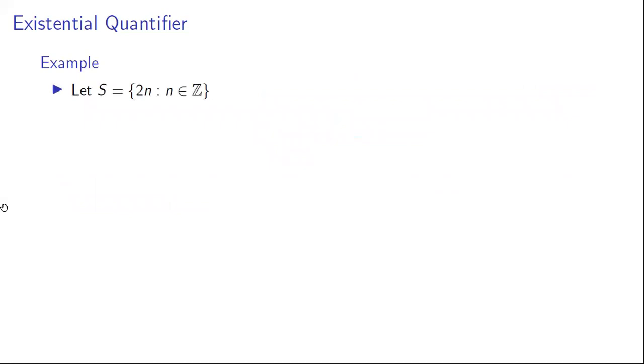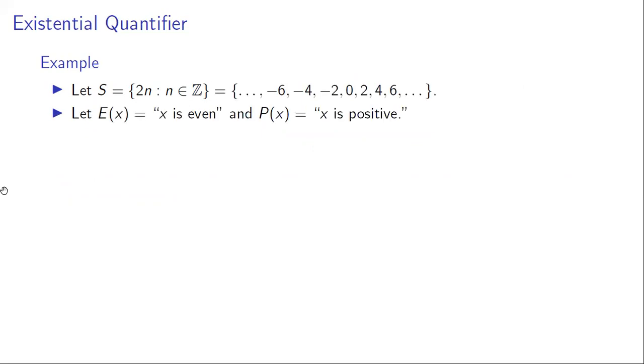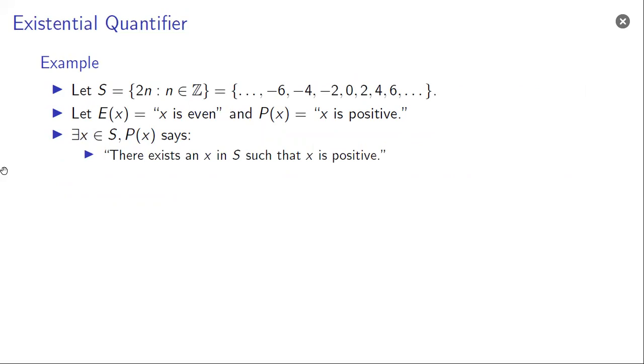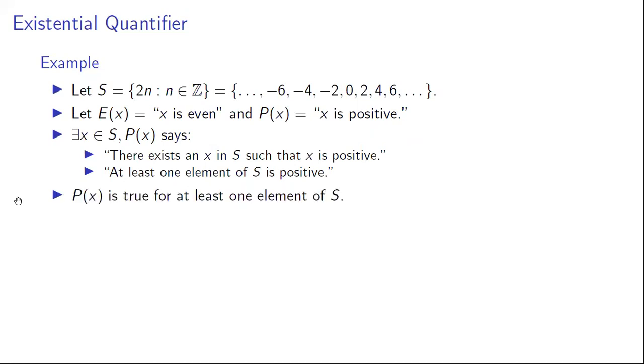Here's an example. Let S be the same set as before, the set of all even numbers. Let E of X stand for X is even, and P of X stand for X is positive. What does this say? This says there exists an X in S such that P of X. In other words, there exists an X in S such that X is positive. Or in other words, at least one element of S is positive. Is this true? Yes. Not all the elements of S are positive. However, at least one of them is. P of X is true for at least one element of S. So the statement, there exists an X in S such that P of X, is a true statement.